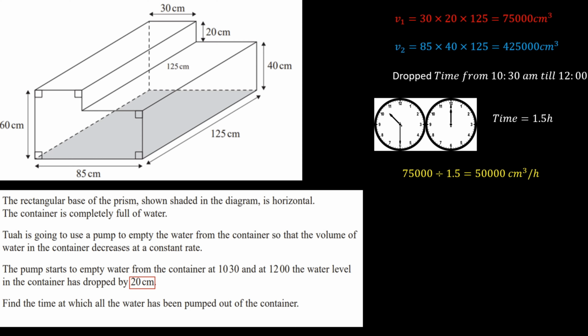Now, the next step is to divide the 425,000 by the 50,000. We will find it's 8.5. 8.5 means we need 8.5 hours to drop out the water from the big rectangular.